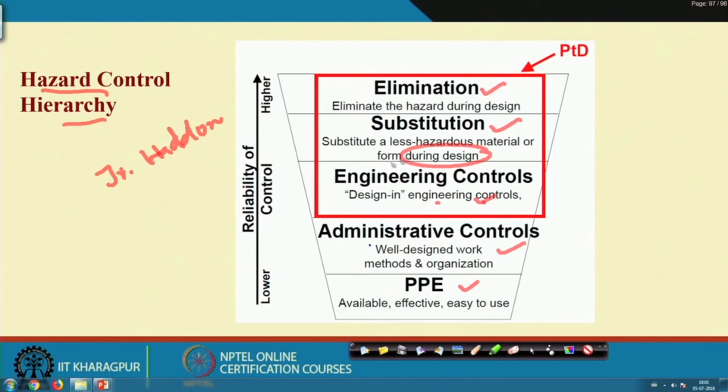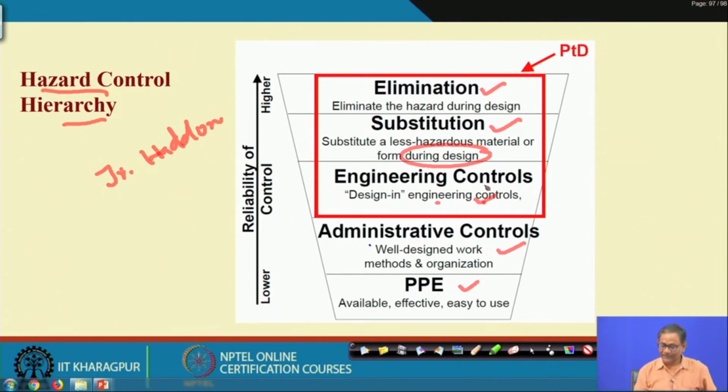Overpressure condition will not occur provided some mechanisms are put in place. You have already seen that a pressure gauge is there, an alarm is there, a relief valve is there. They are basically for what purpose? To avoid the overpressure condition. So, these are all engineering controls. Elimination, substitution and engineering control, later on we will discuss in detail when we discuss safety function deployment. For the time being, understand these three are basically considered PTD, prevention through design.